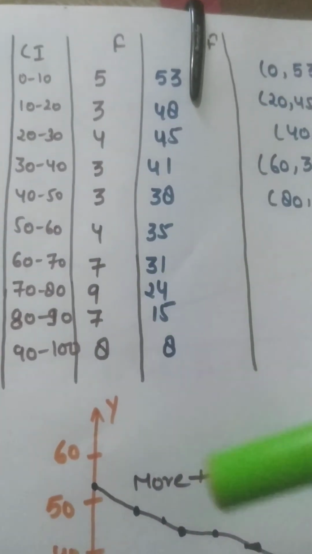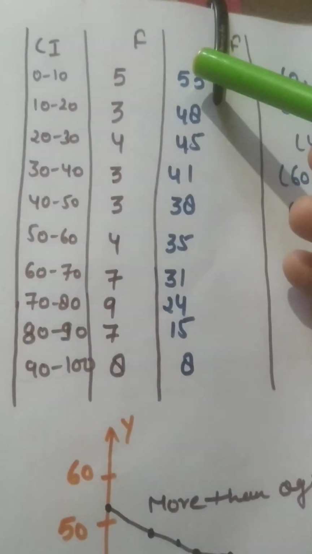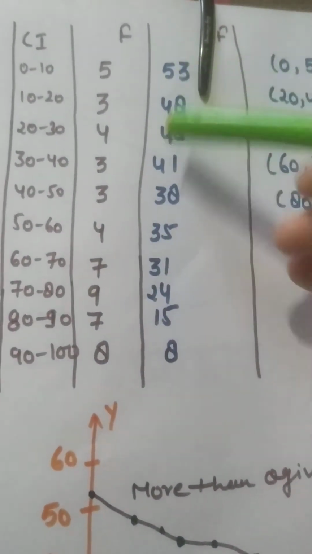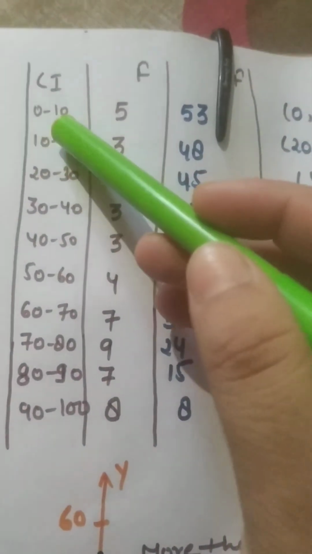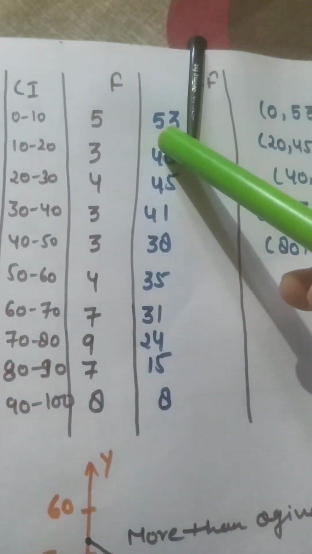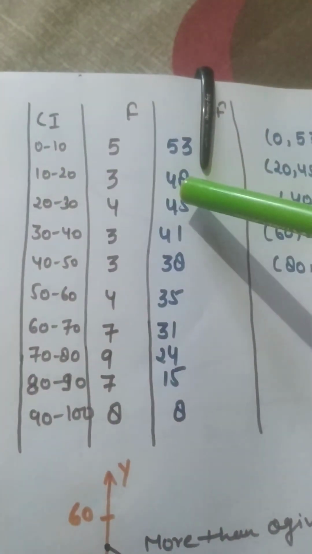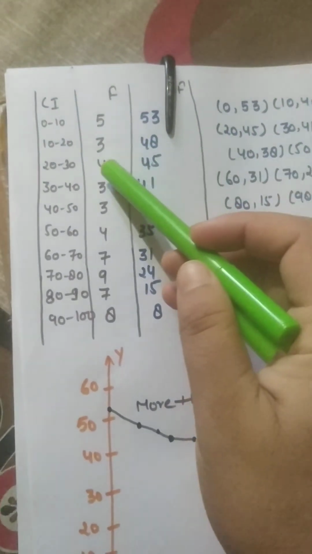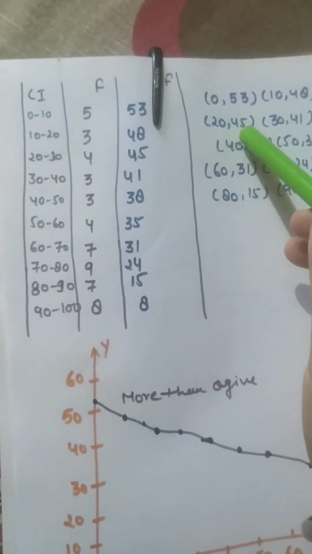As we do in the less than type, or in other median questions, we add the cumulative frequency starting from the top, but here we are adding from the last. Okay, like that. And what did I take? The lower limit and the corresponding cumulative frequency. In the first class, the lower limit is 0 and the corresponding cumulative frequency is 53. So 0, 53. The second point, lower limit is 10 and the cumulative frequency is 48. So 10, 48. Third one, lower limit is 20, cumulative frequency is 45. So 20, 45.